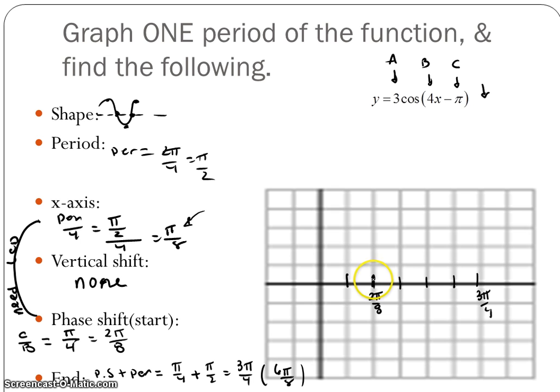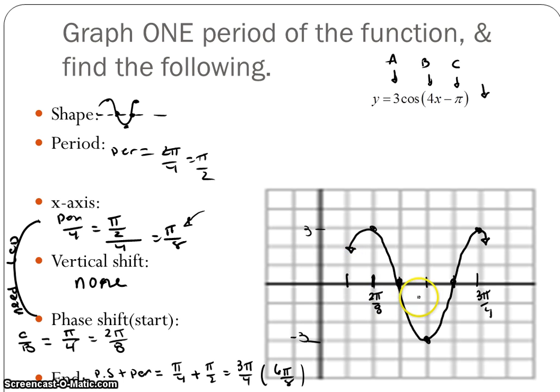Remember, it's a cosine function, so we have to go to the maximum, which is 3. And then we go to the midline. And then we go to the minimum, which is -3. And then the midline, and then the maximum. So we reach the maximum. I'm going to connect the dots with a smooth curve. Put arrows on both ends.